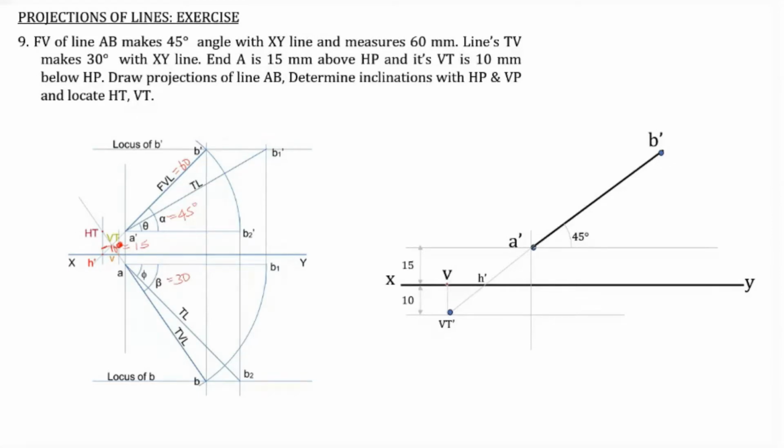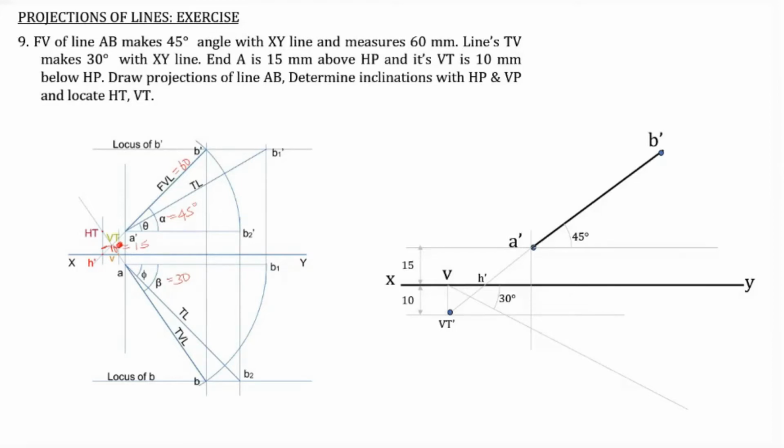P is found out. Now the inclination of the top view is given. The inclination of the top view is 30°, and we know that the top view is always passing through V. Top view and V will be in the same straight line. So from V we draw a line which is inclined at an angle 30° with the XY line. So the top view should be in this line.